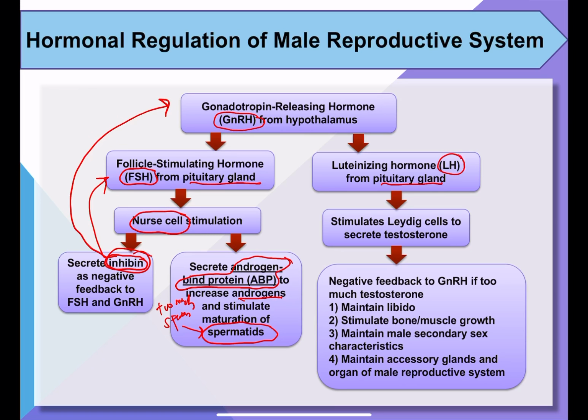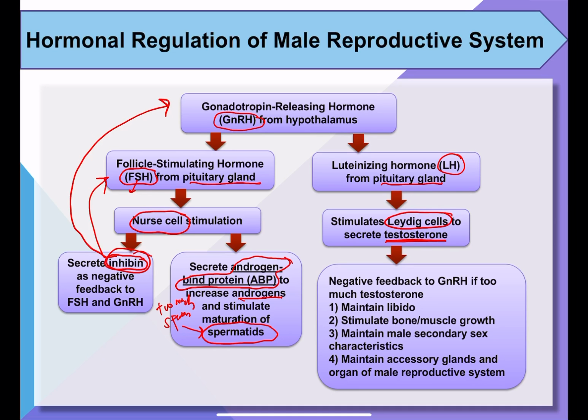Remember, I made a joke in the beginning of the semester saying that we can easily remember FSH is for production of sperm because it spells like fish. Fish swims just like sperm. So that's why FSH was for production of sperm. LH is for production of the sex hormones. So LH will stimulate Leydig cells to secrete testosterone specifically.